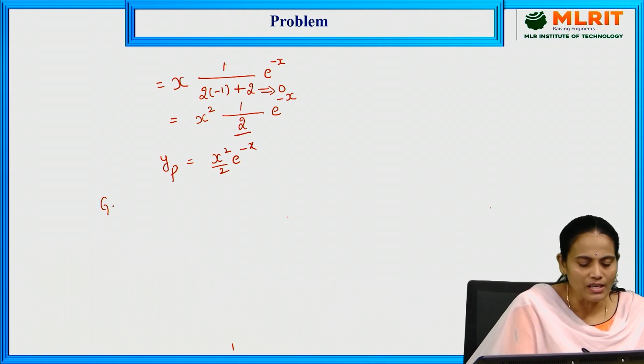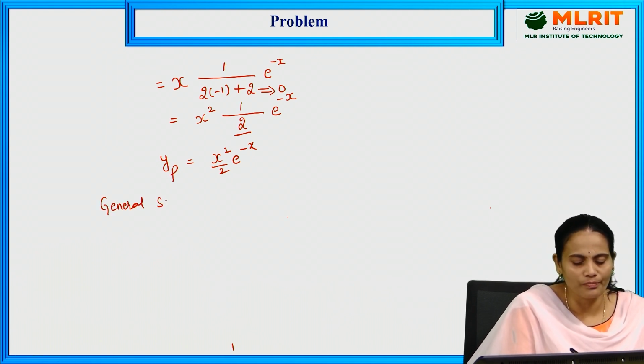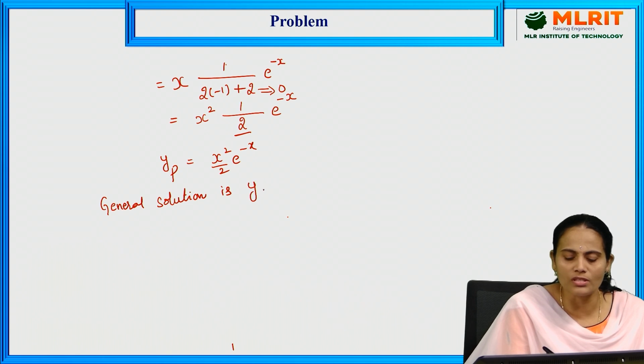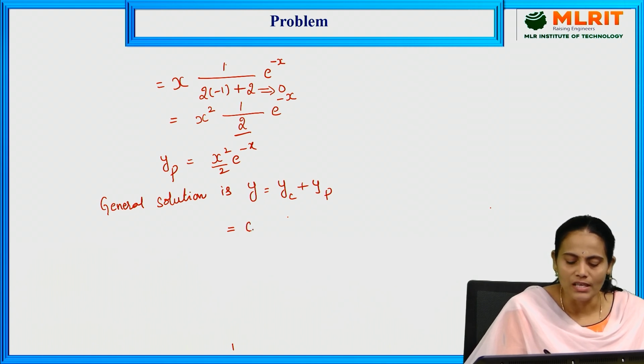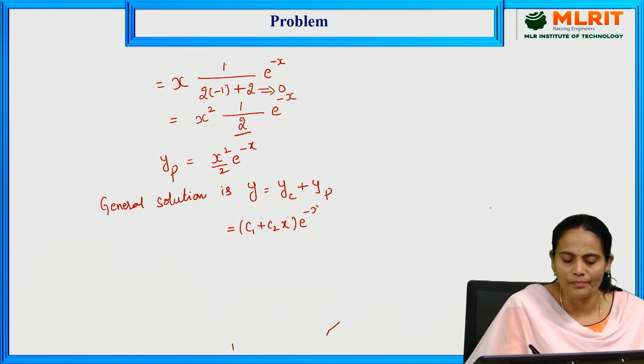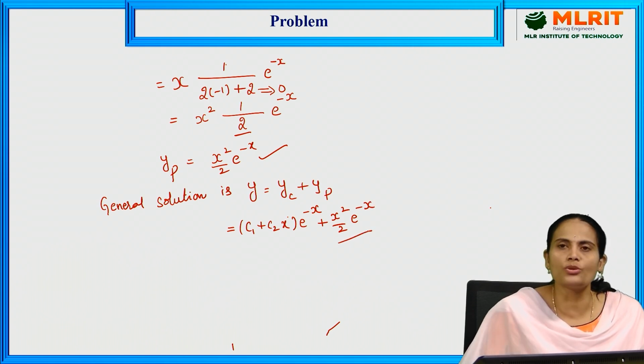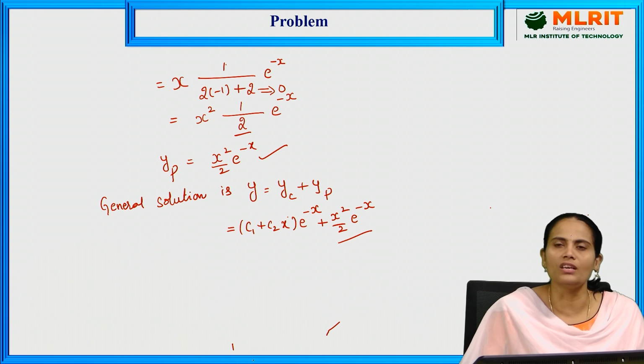Then finally, write the general solution. The general solution of non-homogeneous linear differential equations with constant coefficients is y is equal to yc plus yp. So what is the yc? yc is (c1 plus c2x) into e power minus x, plus this is the yp, x squared by 2 into e power minus x. So this is the general solution of the given differential equation.